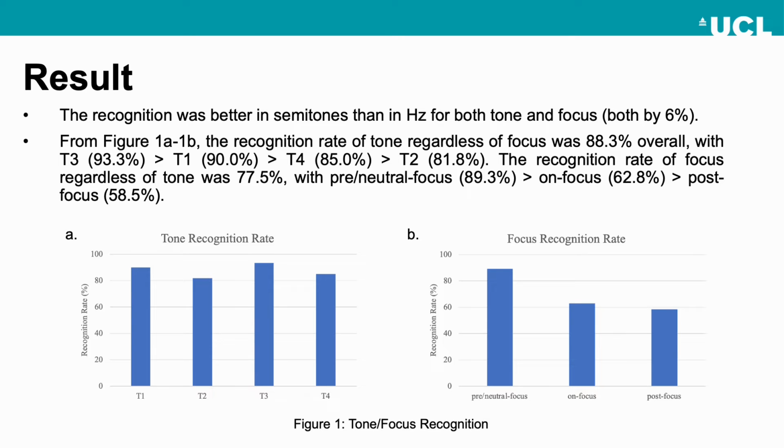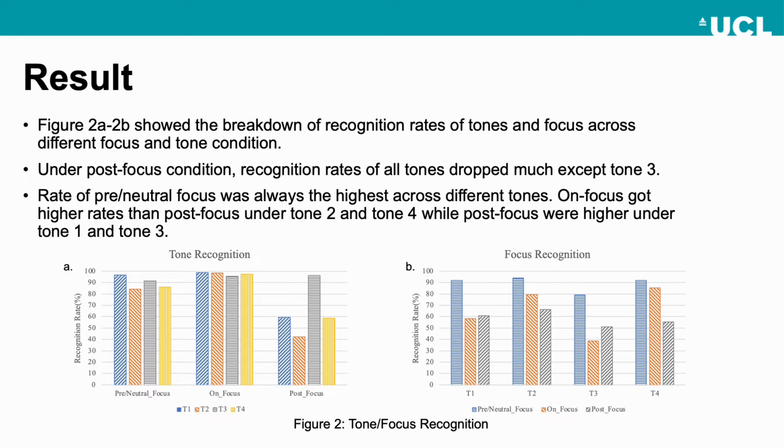From the result, the first finding was that the recognition was better in semitone than in hertz. The rest of the results are all based on semitones. From Figure 1, the recognition rate of tones only was 88% overall, and the rate of focus only was 77% overall. Figure 2 showed the breakdown of recognition rates of tones and focus across different focus and tone conditions. This indicates that the perception of tone and focus from continuous speech is likely dependent on each other.